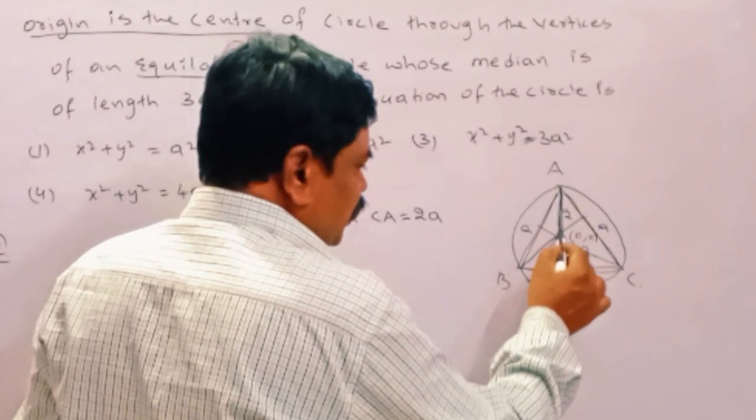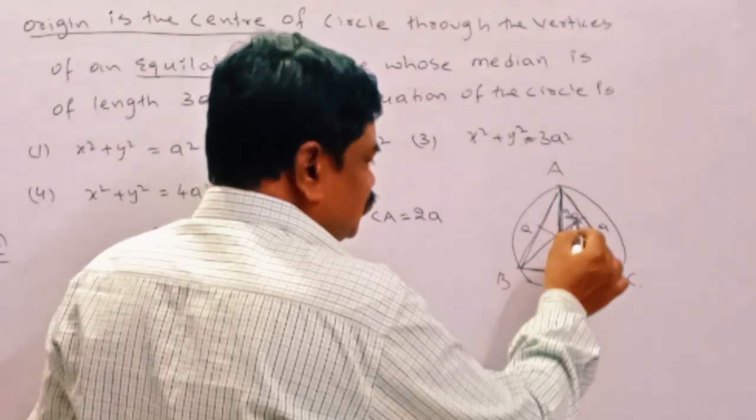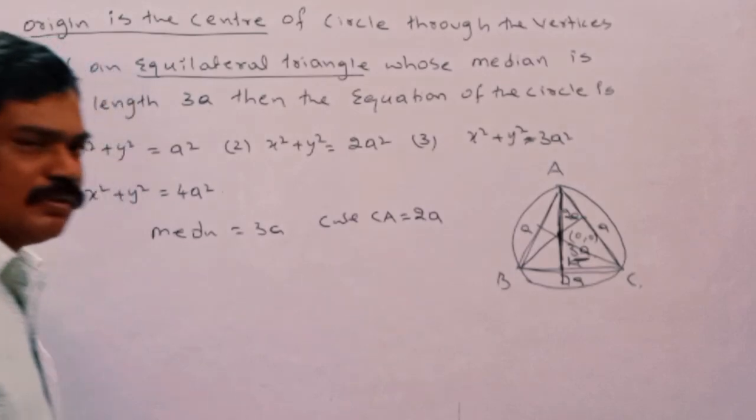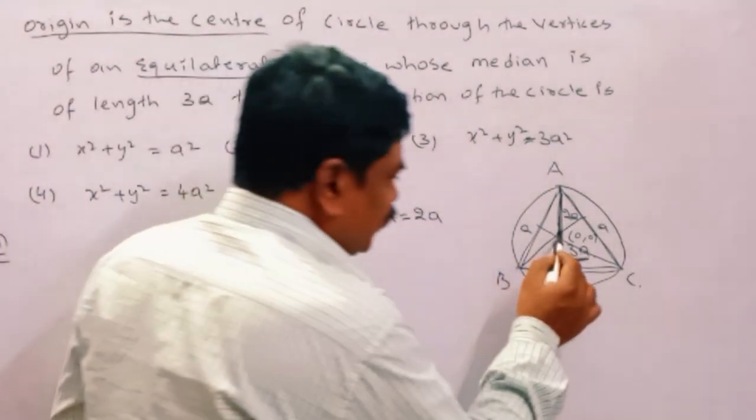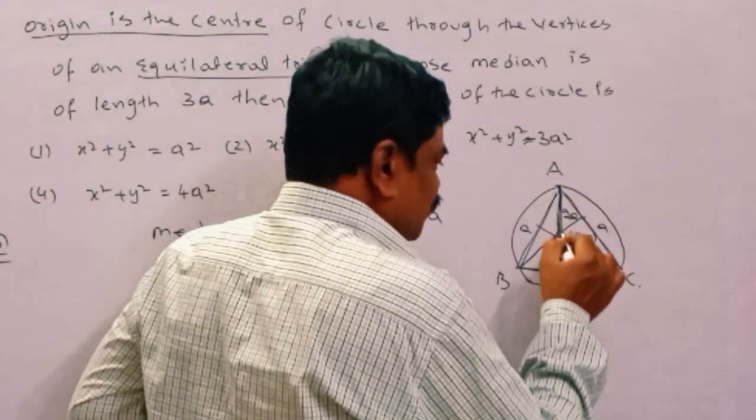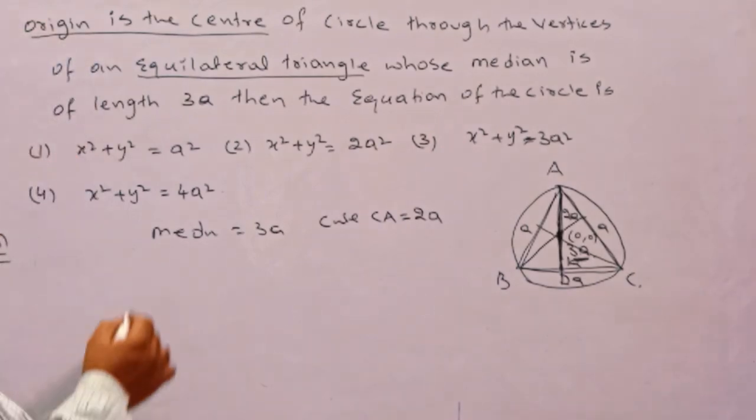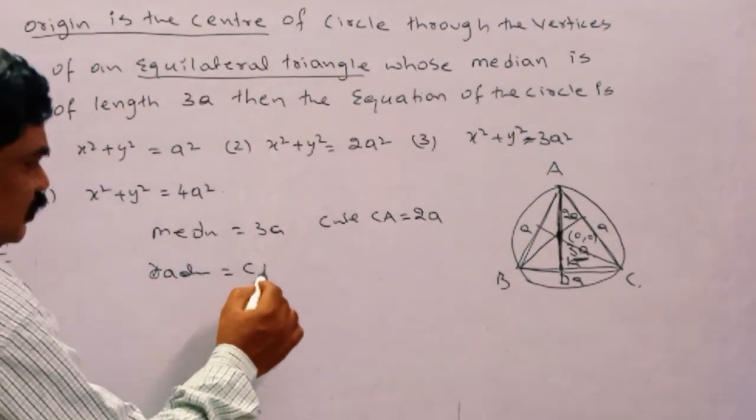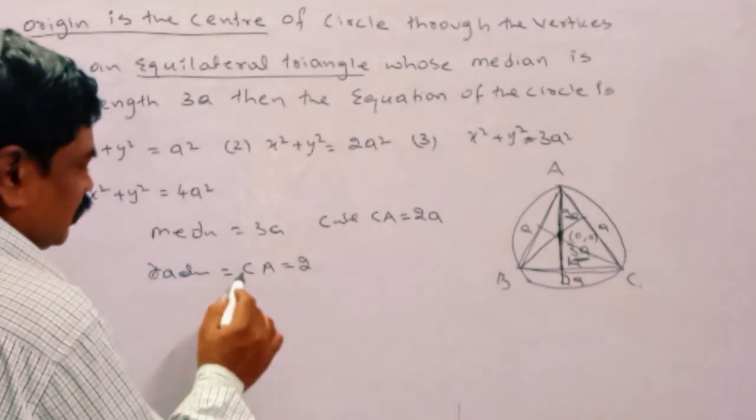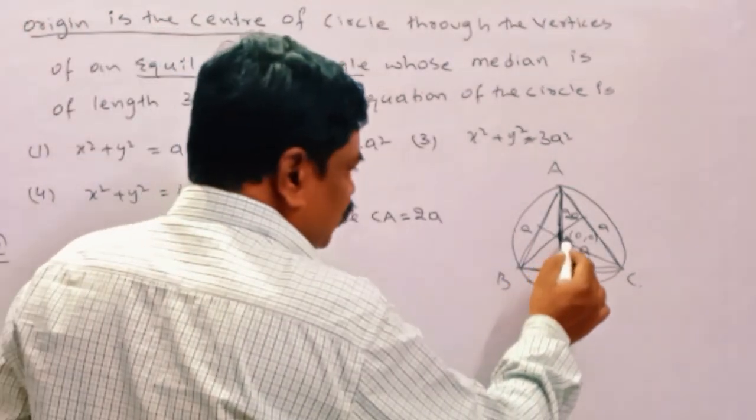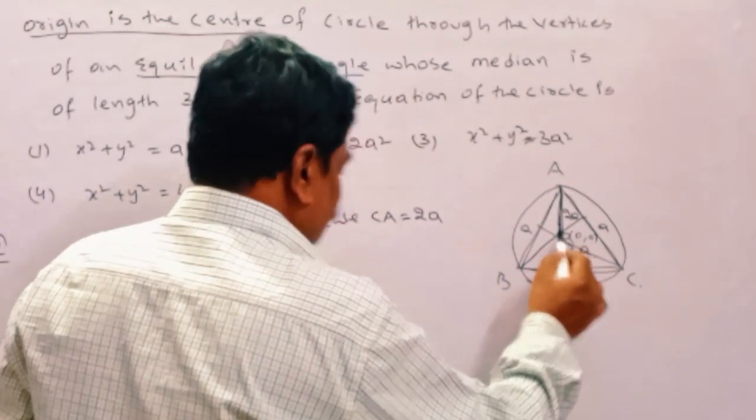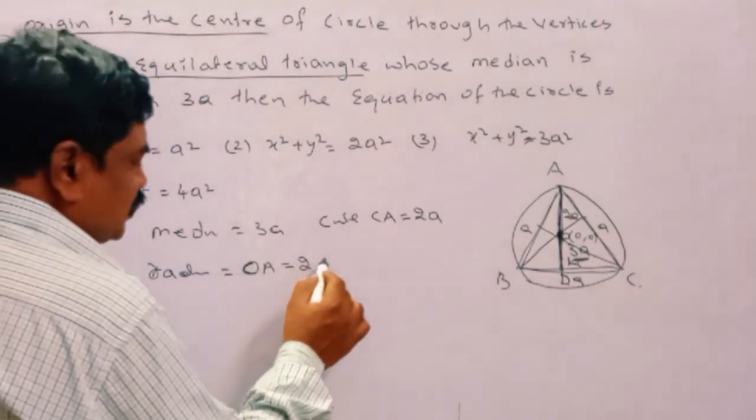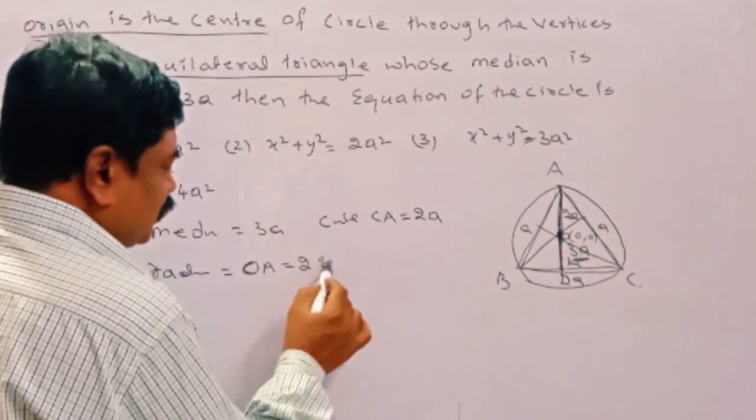So this is two parts and this is one part. This is 2a and this is a. So from the center to the vertex is 2a. That means the radius is CA. Let the center of the circle be O. That is OA is equal to 2a.